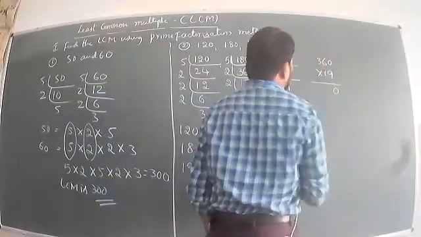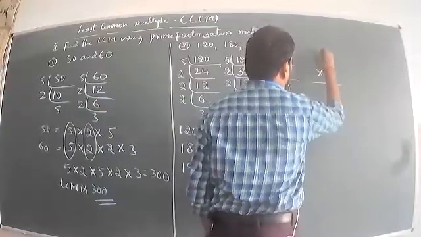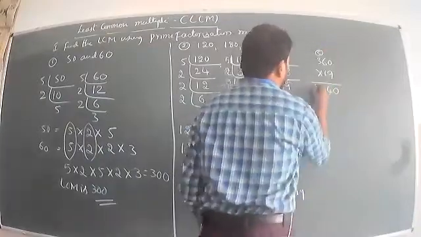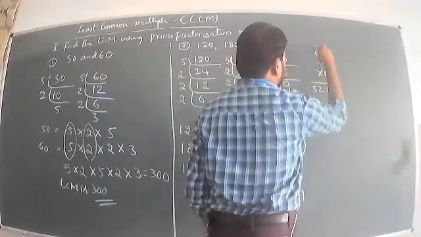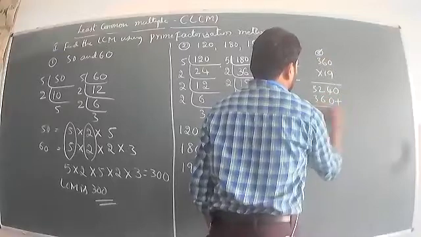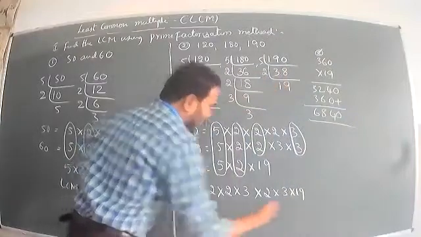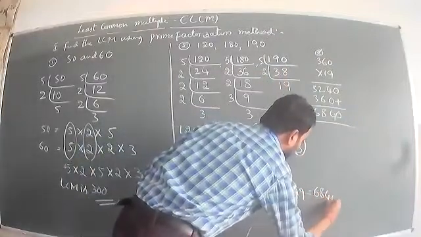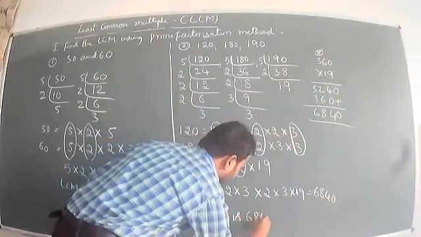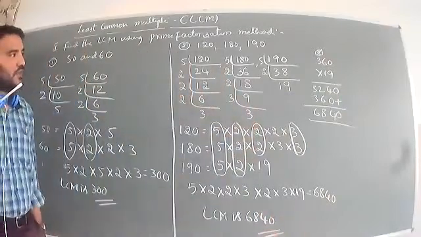19 0 to 0. 9 0 to 0, 9 6 to 54, 5 carry, 9 3 27, 27 plus 5, 32, 54. Next plus 1 0 to 0, 1 6 to 6, 1 3 to 3. Next 0 4 8 6, 6840. So LCM is what? LCM is 6840. This is your answer. 6840. So keep it in mind.